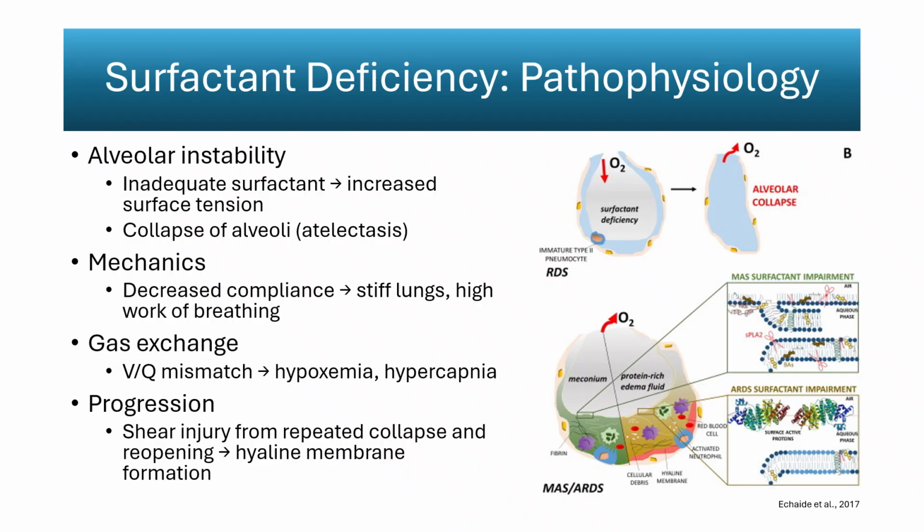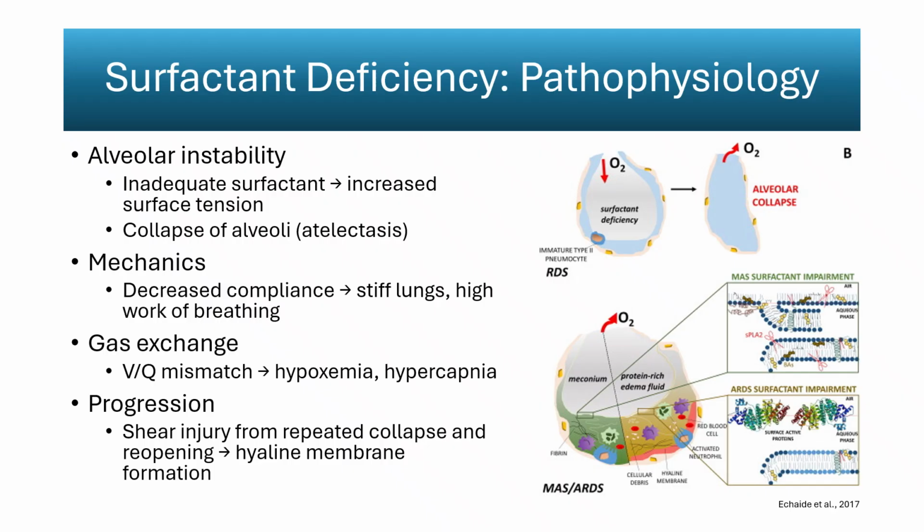When surfactant is absent or inadequate, alveolar mechanics rapidly deteriorate. Increased surface tension at the air-liquid interface causes alveoli to collapse at end expiration, leading to widespread atelectasis. The lungs become stiff, with markedly reduced compliance, so each breath requires greater pressure to generate volume. Gas exchange is impaired because collapsed or fluid-filled units receive little or no ventilation while perfusion continues, producing ventilation-perfusion mismatch with hypoxemia and carbon dioxide retention.